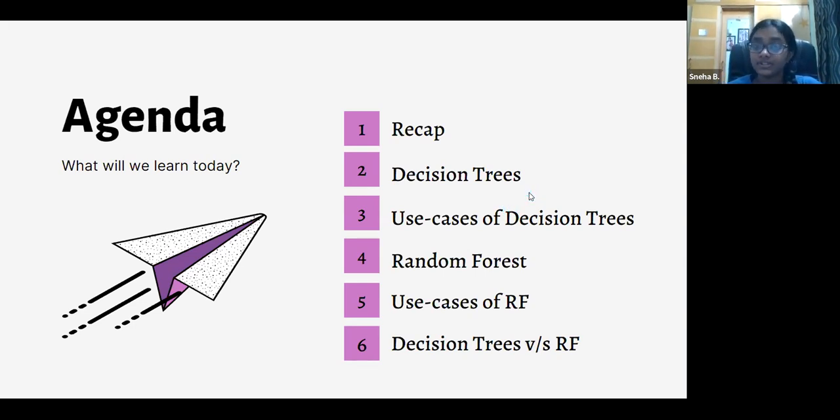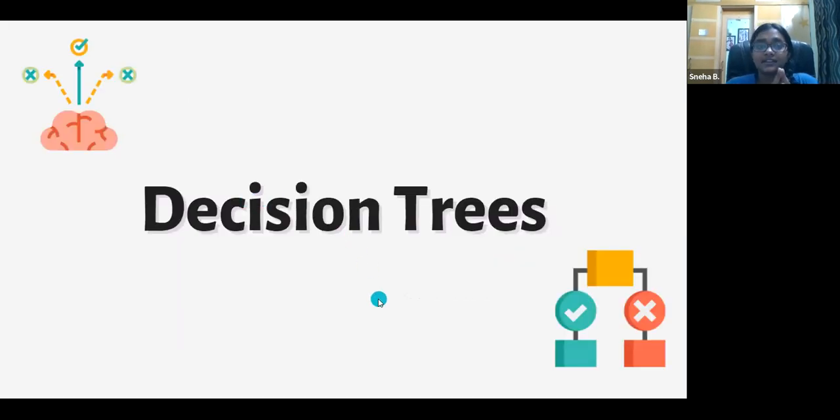Today we'll be talking about decision trees, the use cases of decision trees, random forest, its use cases, as well as a comparison between decision trees as well as random forests. All right, so let's get started.